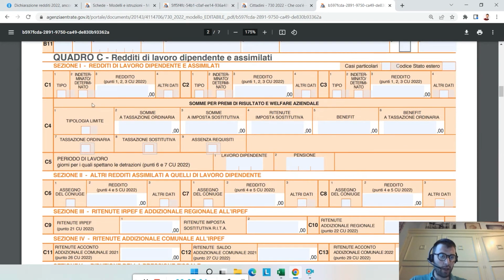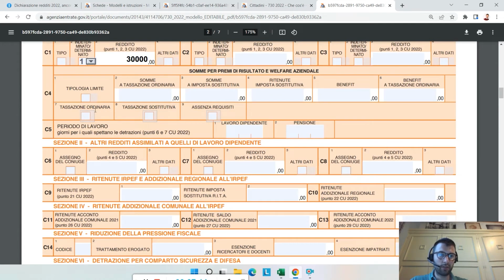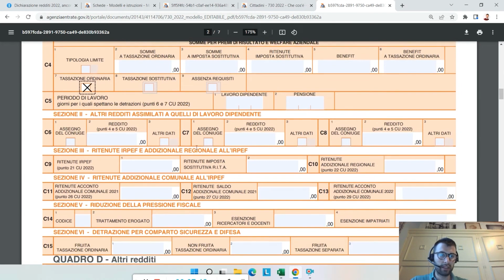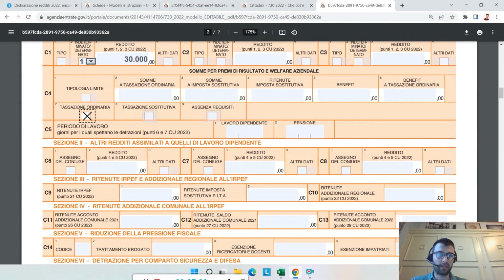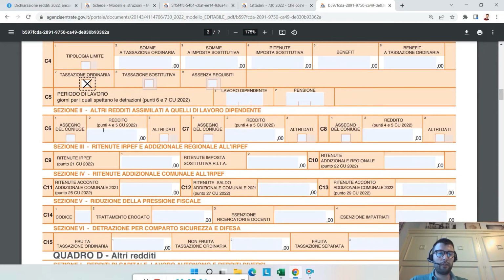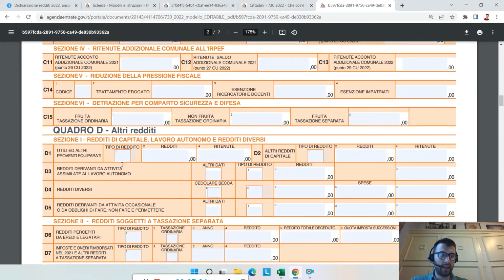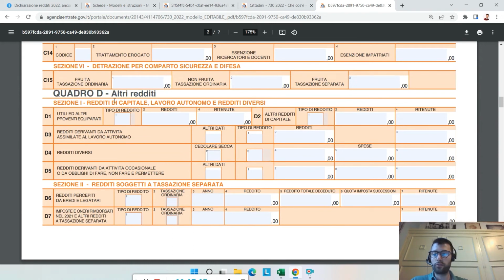Here, for instance, you have contratto a tempo indeterminato. You have 30,000 euro per year. Then you have some other things, let's say tassazione ordinaria, simply tax with the IRPEF. Then you have, for instance, your husband giving you 100 euro per month because you're divorced. And then here you put other revenues in the box D.